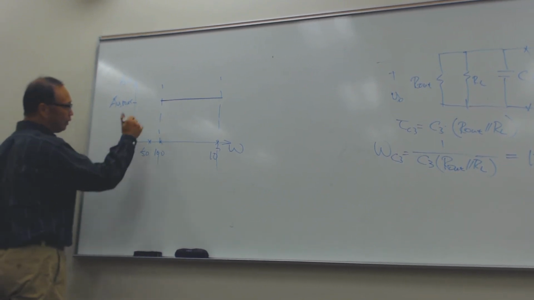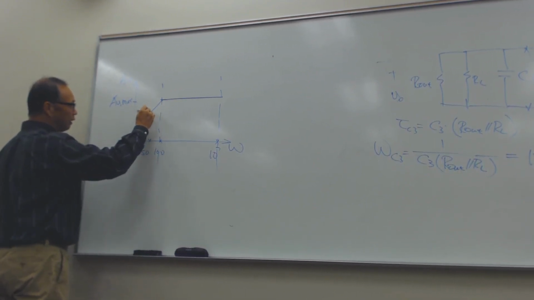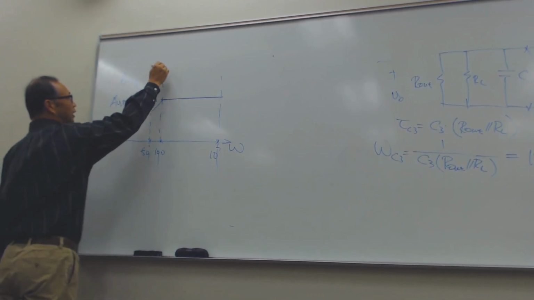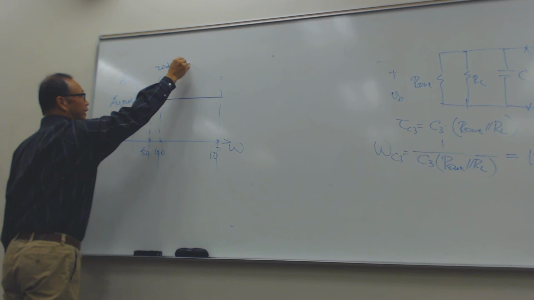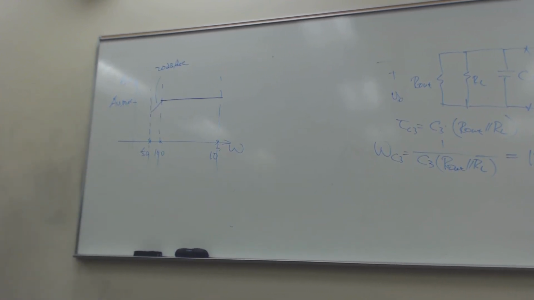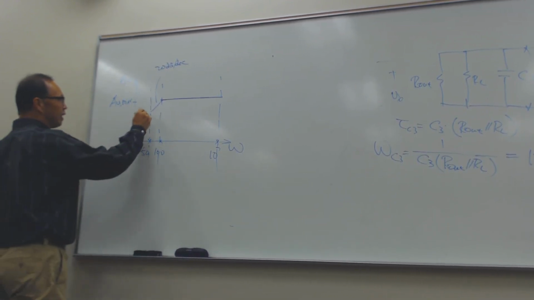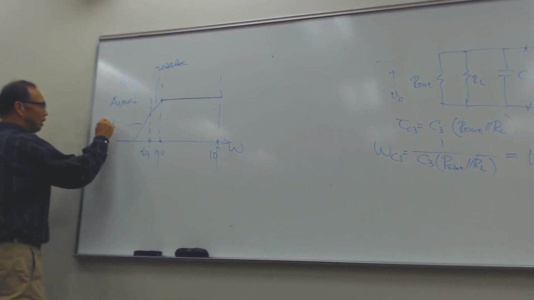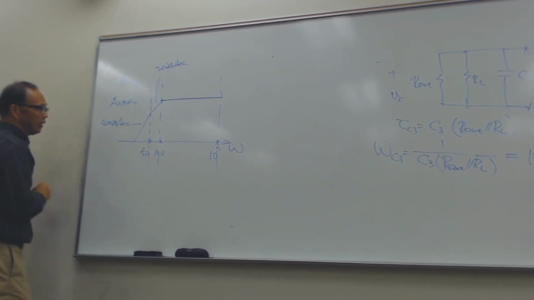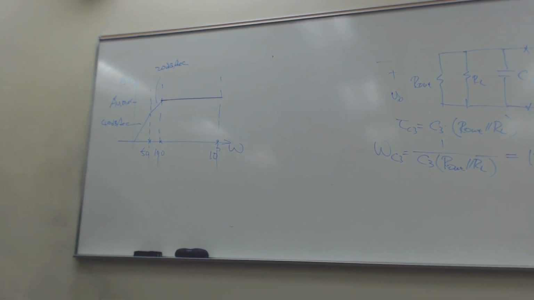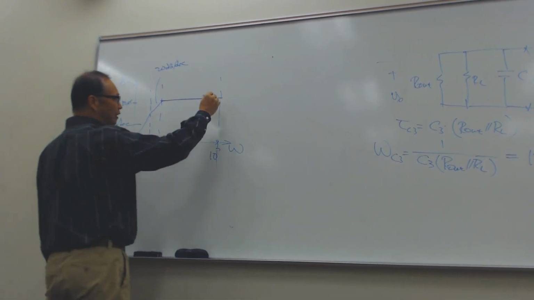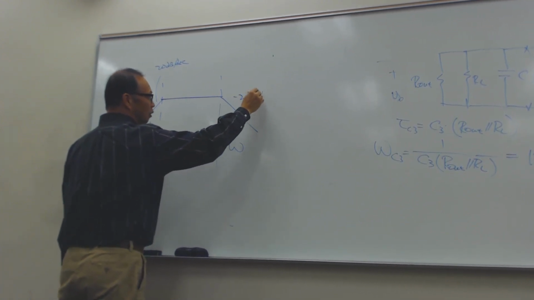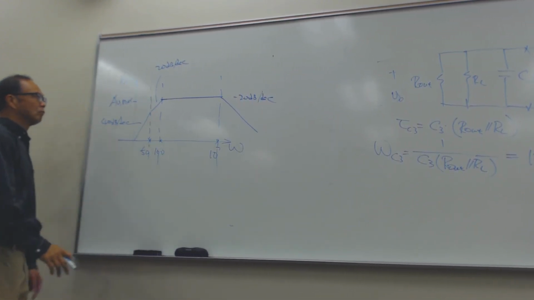Okay, between here and here, it's 20 dB per decade, yes? And below 50, 40 dB per decade. Yes? And beyond 10 to the 7, minus 20 dB per decade. Huh?